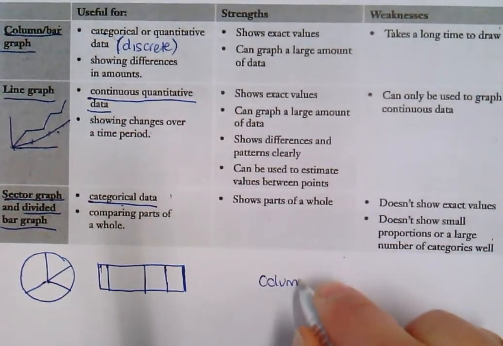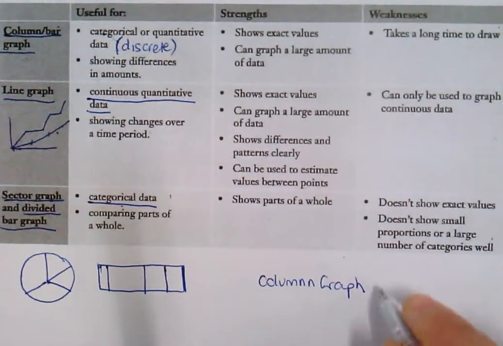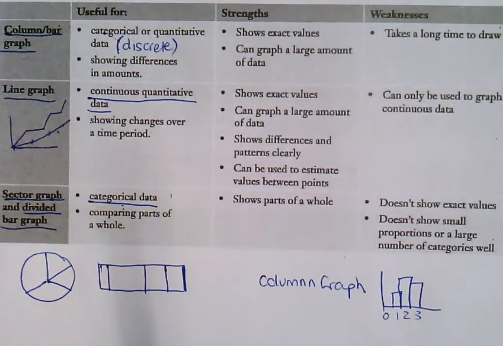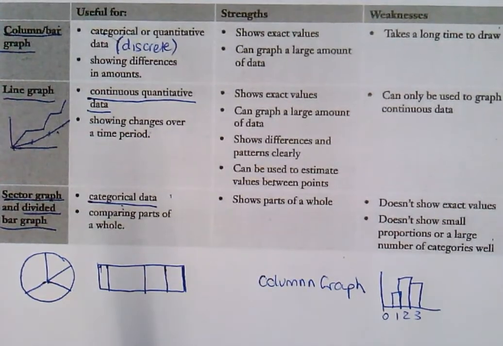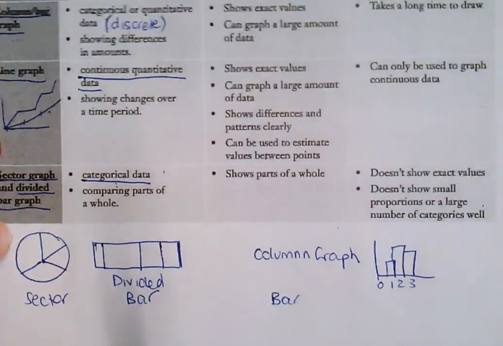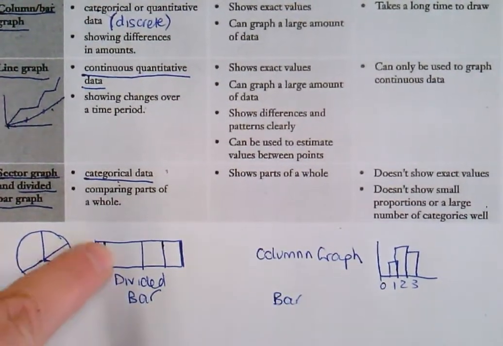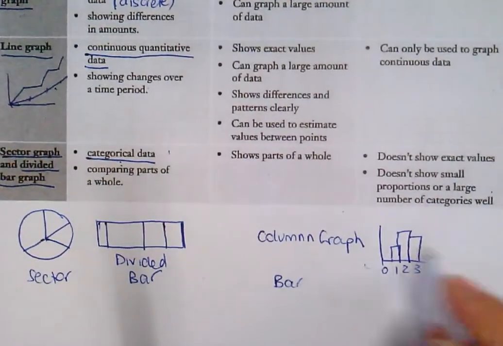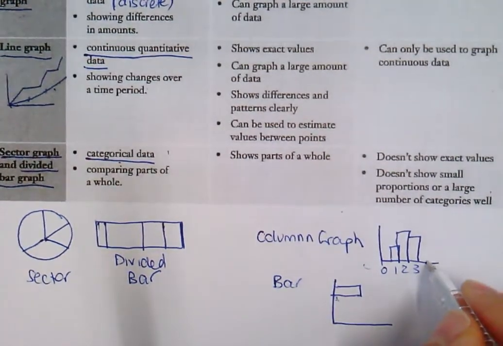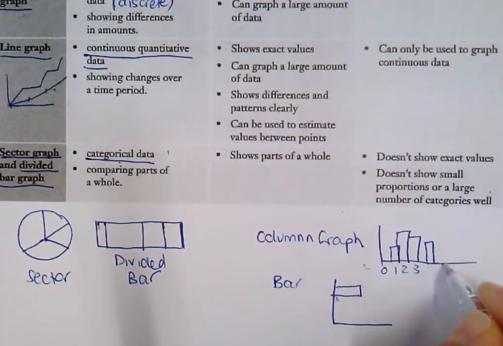So a column graph looks like this with all the different columns and numbers down the bottom. We're going to be drawing those. We'll actually draw some frequency distribution tables as well. So we've got the line graph there, the sector graph looks like this, the divided bar graph looks like that, column graph looks like that, and the bar graph is just the sideways column graph. Column graphs should have gaps between them, but frequency histograms and polygons don't.